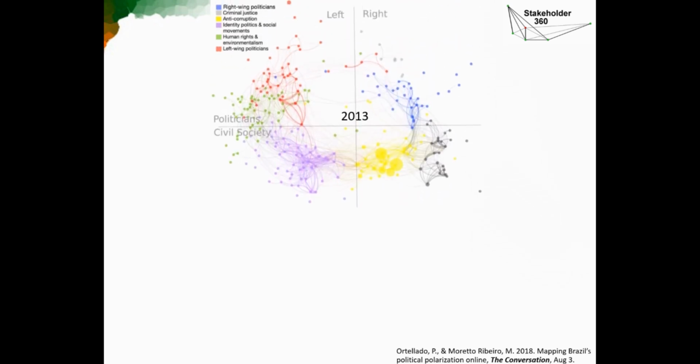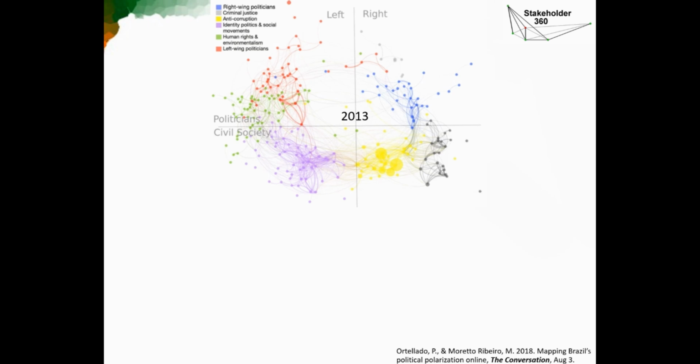Hortelato and Moreto Ribeiro used content analysis to classify the Facebook pages of Brazilian activists and politicians in 2013 and 2016. In 2013, they found 6 clusters of pages cross-posting amongst themselves. 2 were political parties and 4 were social issues-oriented clusters. In 2013, there were links amongst the clusters that crossed the left-right political divide.